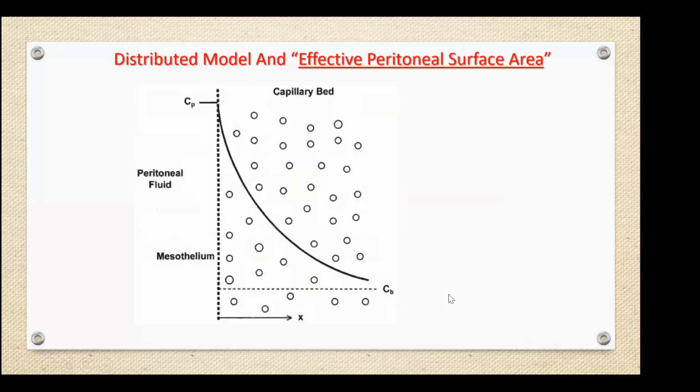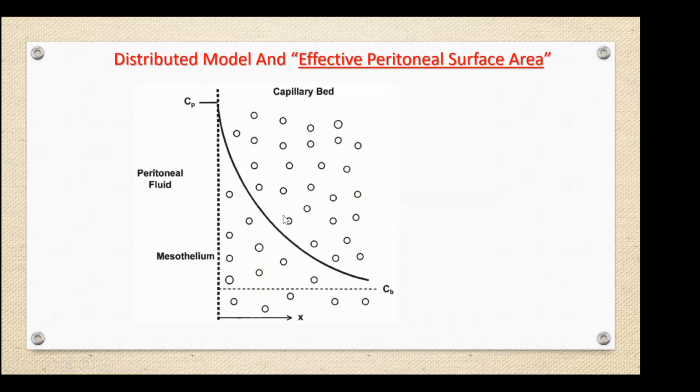This is the distributed model and the effective peritoneal surface area. What does this mean? This is the peritoneal fluid, and this is the mesothelium, the dotted line, and here is the capillary bed. The capillary bed means the peritoneal capillaries, the rounded dotted areas. The nearer the peritoneal capillaries are to the peritoneal membrane, the more effective peritoneal dialysis will be.